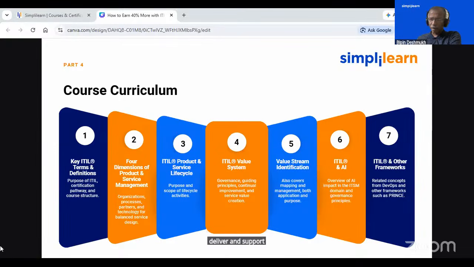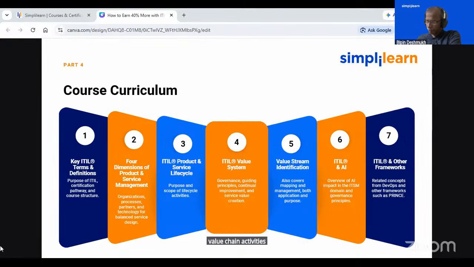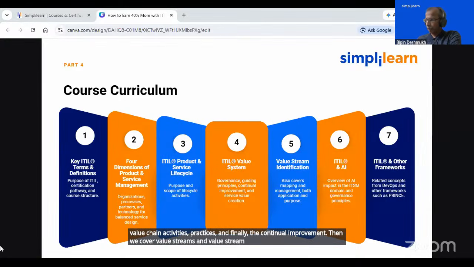And then we have the value system, which includes the guiding principles, governance, value chain activities, practices, and finally the continual improvement. Then we cover value streams and value stream identification, mapping, and value stream management.